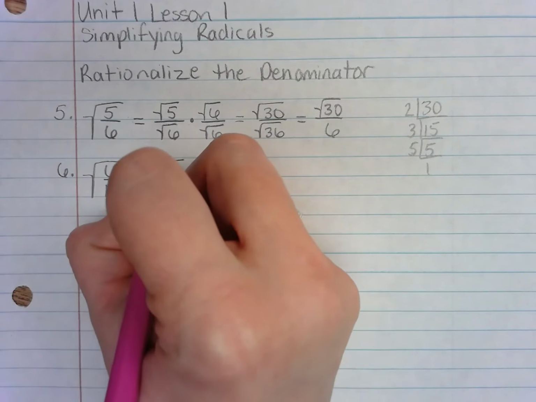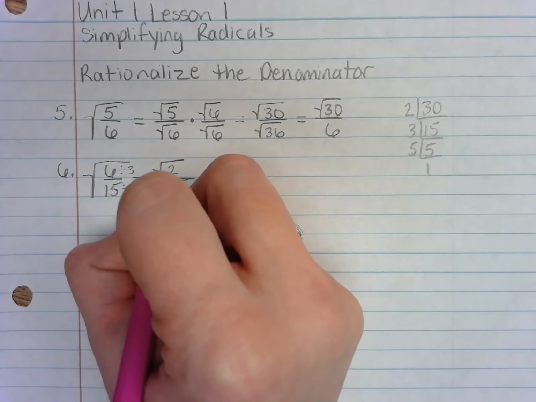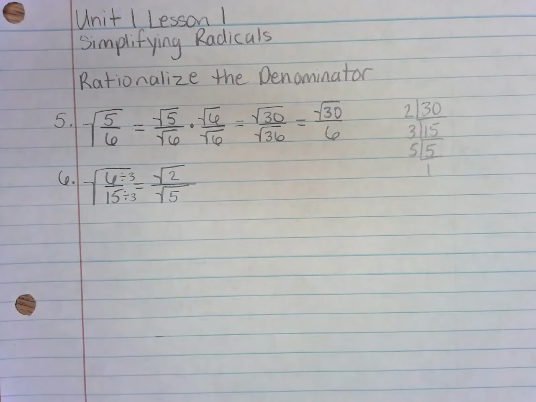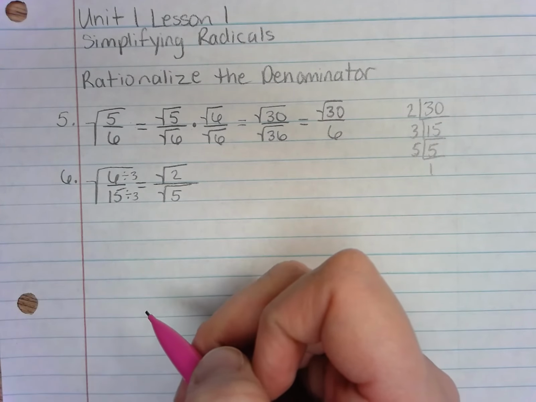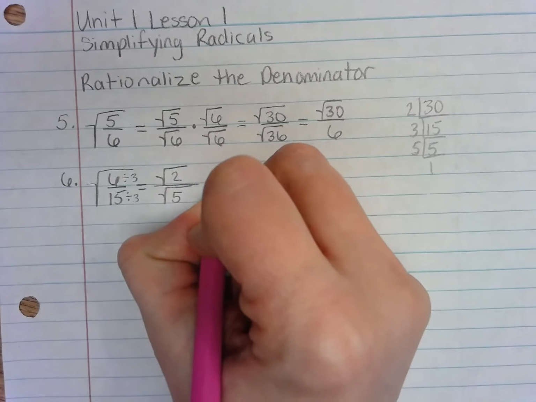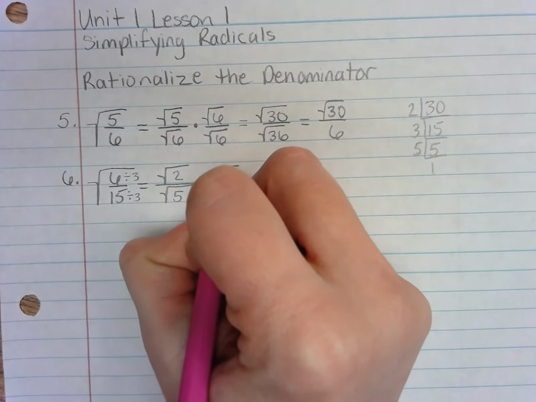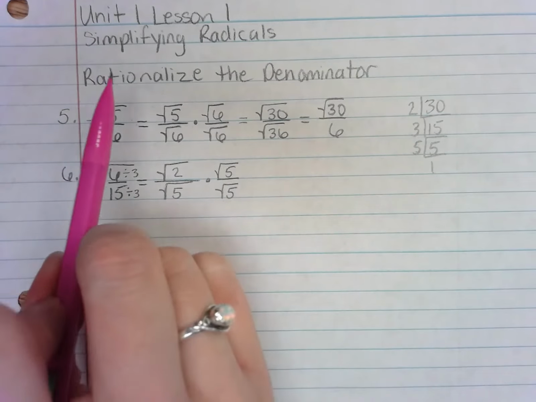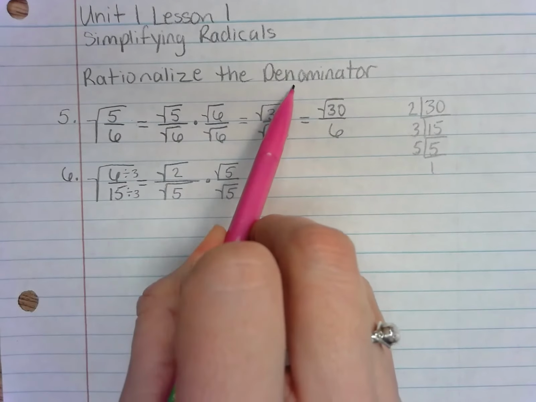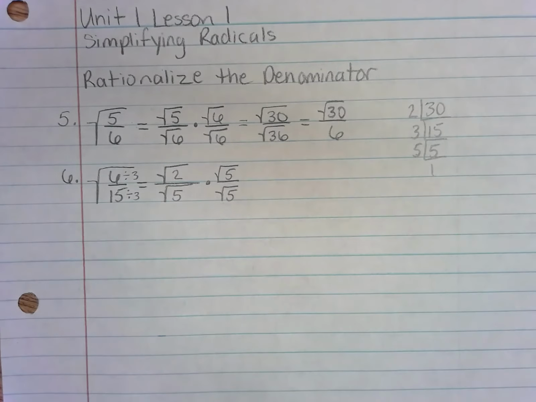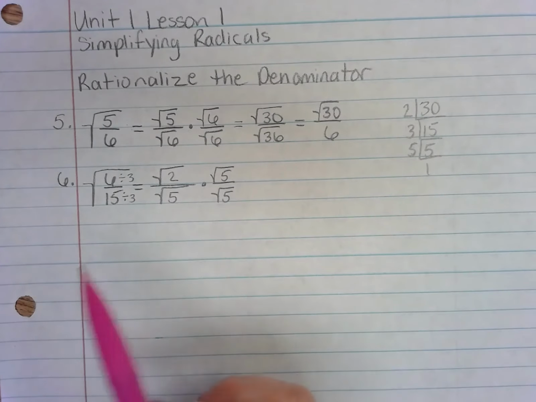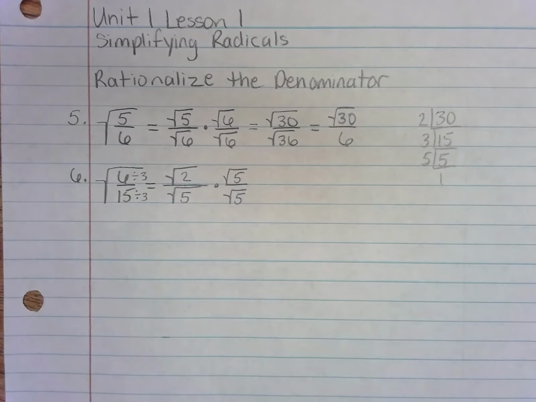So 6 divided by 3 is 2. 15 divided by 3 is 5. This helps just work with smaller numbers as you're going through the problem. So here we have the square root of 2 over the square root of 5 after we've reduced our fraction. We will then multiply by the square root of 5 over the square root of 5. And we know to do that because of what it's called, rationalizing the denominator. It's the denominator that we care about. It cannot be an irrational number, so that's why we're rationalizing the denominator to get rid of that radical sign.